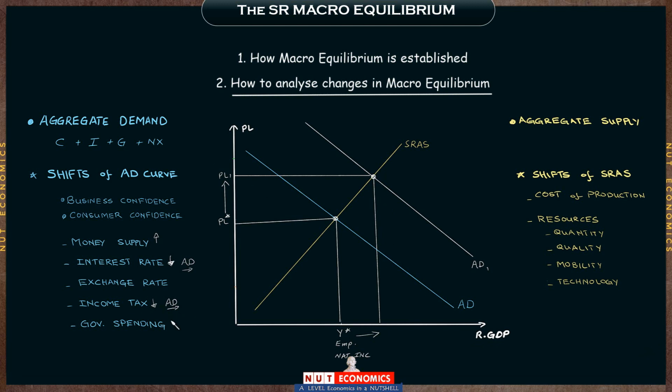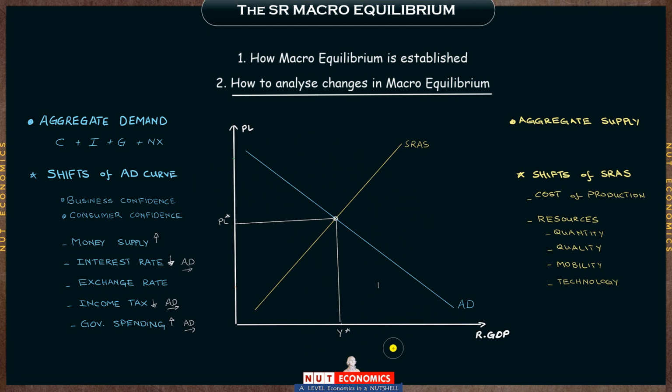Now, obviously, you can apply the same logic to government spending. If it increases, aggregate demand will increase, and you can use this exact same analysis to work out what will happen to GDP, employment and income, and what will happen to price levels if you increase government spending in the economy. Now, obviously, aggregate demand can also shift to the left. So if you, let's say, lower the money supply or increase the interest rate or appreciate the exchange rate or increase the income tax or lower the government spending, all of these things mean that aggregate demand would fall; it would shift to the left.